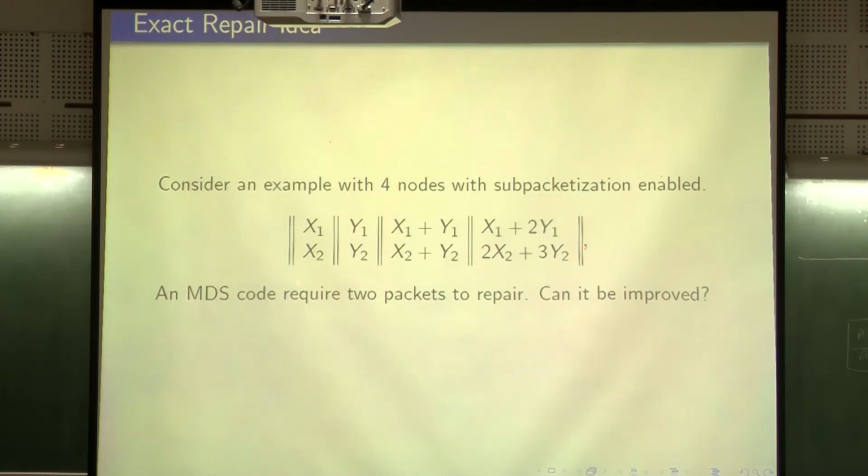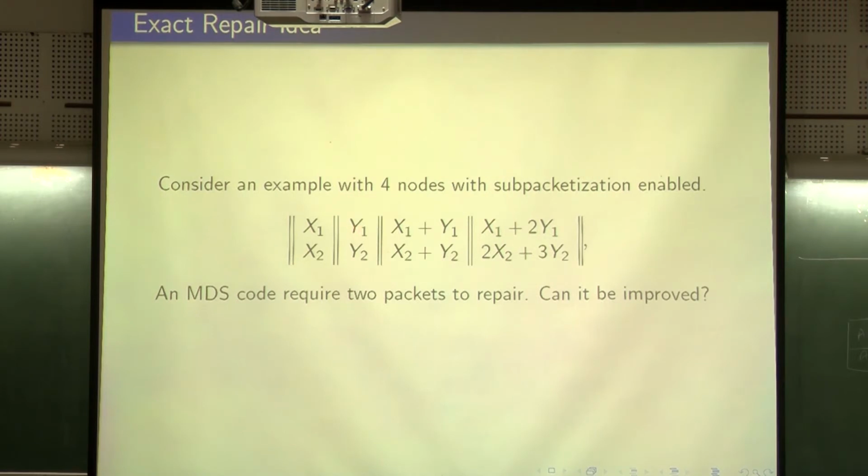So if it is an MDS code, let us say a particular node fails, this node is failed. Now this requires 2 packets to repair. For example, you can download the whole y1, y2, and x1 plus y2. So you can cancel this one and get back this. Or if you get this and this, you will have y1.